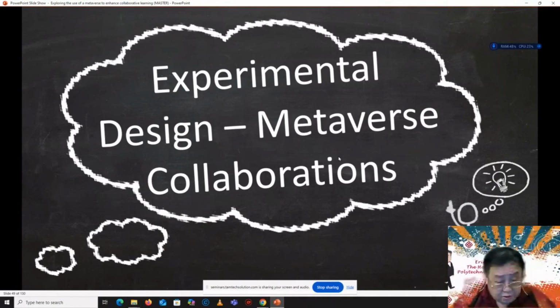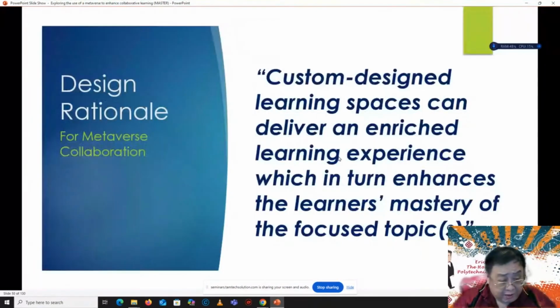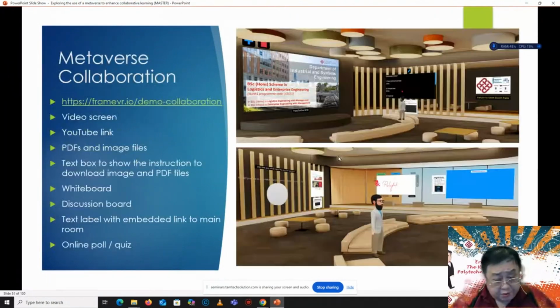So metaverse collaborations is equipped with the aim of designing or decorating various rooms with appropriate activities, information, links, and others to enrich the discussion and learning inside the breakout rooms. Okay, so you can see some of the tools that we have embedded inside the Frame VR space for collaborations. Again, video screen, links to YouTube videos, whiteboard for discussion board, right? Online poll, quiz, and more.